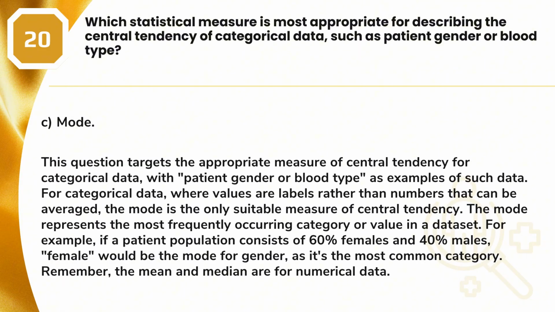Answer: C. Mode. This question targets the appropriate measure of central tendency for categorical data, with patient gender or blood type as examples of such data. For categorical data, where values are labels rather than numbers that can be averaged, the mode is the only suitable measure of central tendency. The mode represents the most frequently occurring category or value in a dataset. For example, if a patient population consists of 60% females and 40% males, female would be the mode for gender, as it's the most common category. Remember, the mean and median are for numerical data.